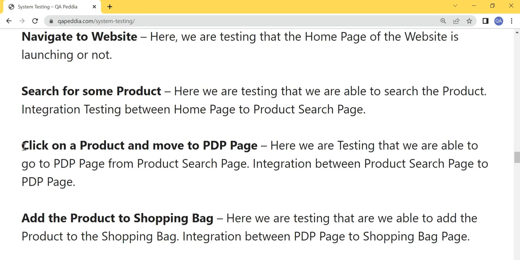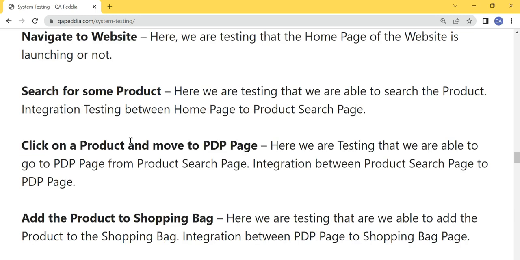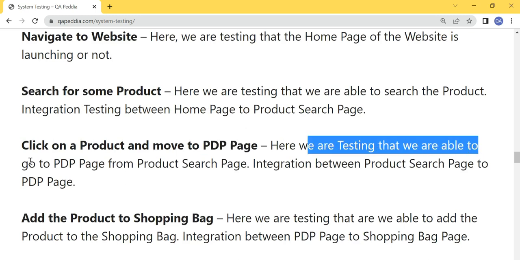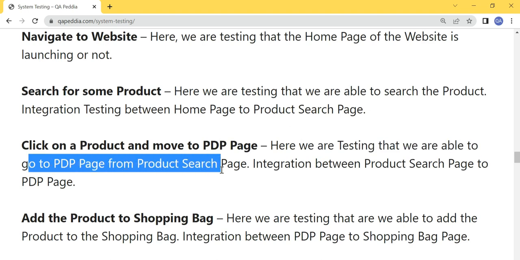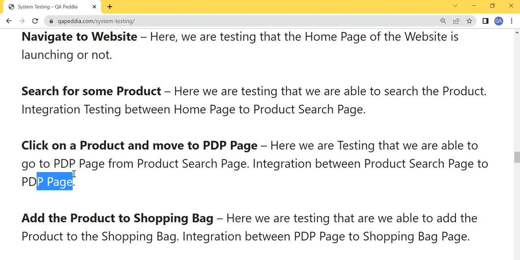Then the third, click on any product and then move to PDP. Like the product search page is there, so there will be lots of products. So suppose we are clicking on any product, then are we moving to that product details page or not? So here we are testing whether we are able to go to the product details page from the product search page or not. Again, integration testing between product search and PDP page.